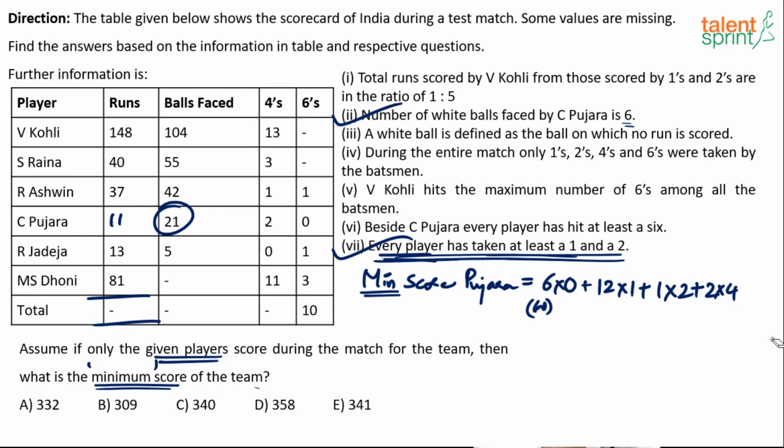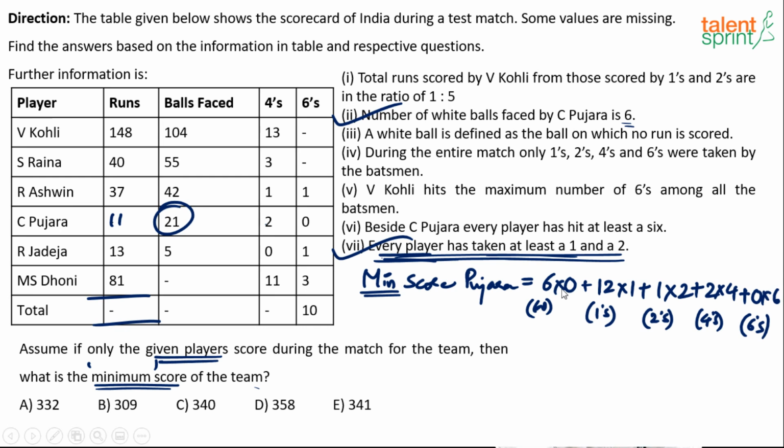2 into 4 plus 0 into 6. What is this? 6 dot balls, 12 singles, only 1 two, then 2 fours and 0 sixes. Why are we taking more number of singles and fewer 2s here? Because we want minimum score. Yeah, minimum score. So now find out the total of Pujara.